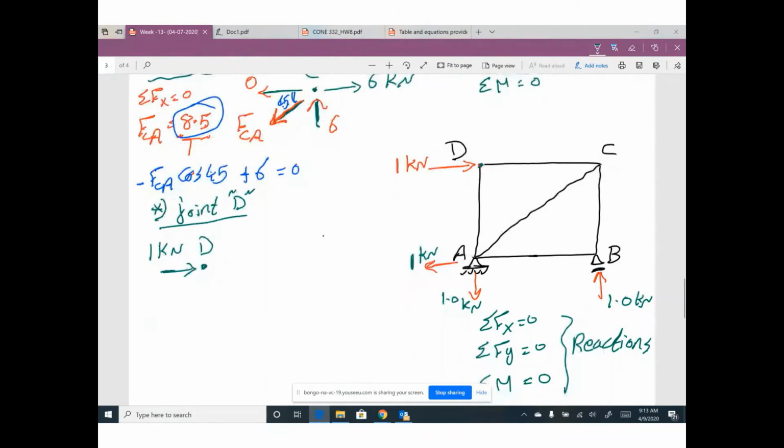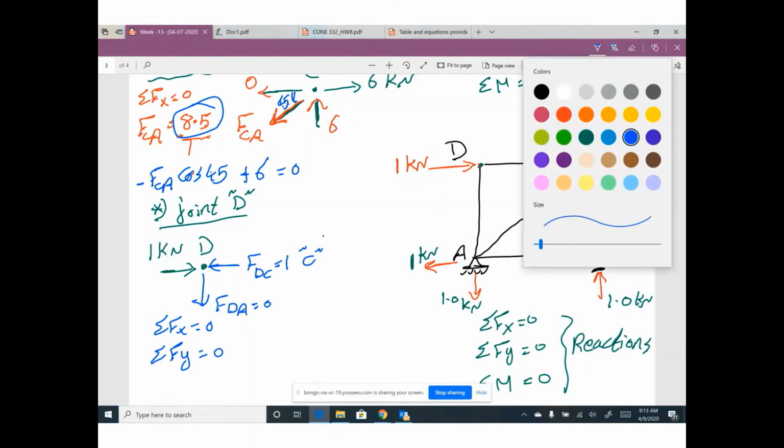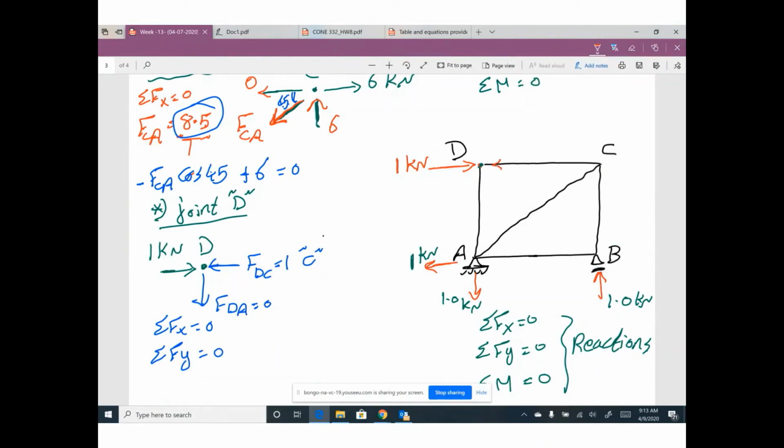Okay, let's try joint D. Equilibrium at joint D. We have vertical member, we have horizontal member. This one will be compression, this one doesn't matter. If you apply summation Fx equals 0, this force FDC will be 1 compression. If you apply summation Fy equals 0, this force FDA will be 0. That means this force is compression. That makes sense. And will be compression on the other side. Compression means -1. This member is 0.